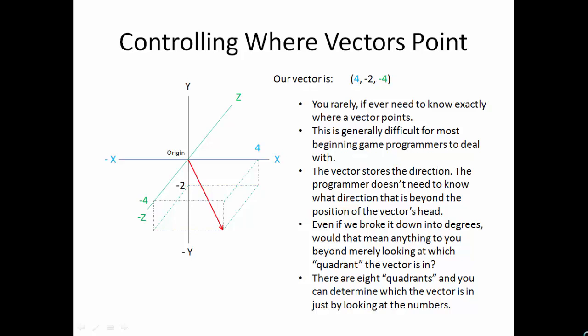The vector stores the direction. The programmer doesn't need to know what direction that is beyond the position of the vector's head. Beyond the fact that it's pointing where it's supposed to point, you don't need to know where it points. Even if we broke it down into degrees, would that mean anything to you beyond merely looking at which quadrant the vector is in? I mean, how do I even tell you where it points? I want to say azimuth and elevation is probably the most intuitive way to tell you where the vector is pointing.